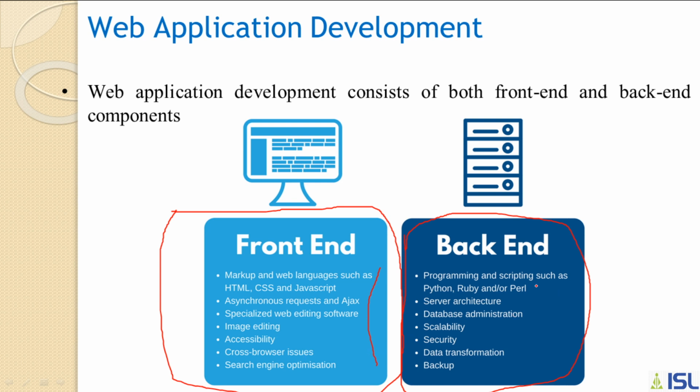In the back end, there is programming and scripting such as Python, Ruby, Perl; these are all programming and scripting languages. Server architecture is, as I told you, when you click on the Facebook login, it will get the data from the server and display it on the screen. Database administration is how to maintain the data. If the data is there, administration should be there for it. So data administration is also important.